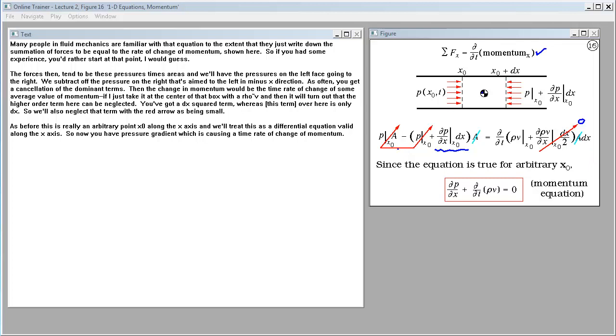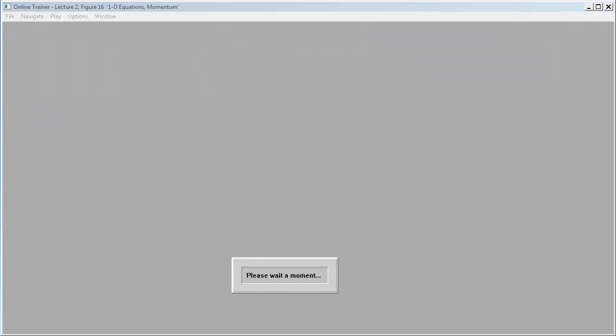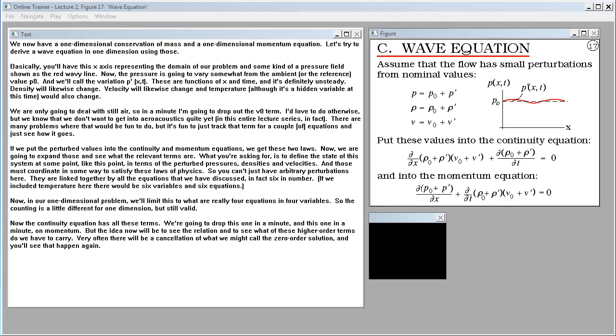As before, this is really an arbitrary point x0 along the x-axis, and we'll treat this as a differential equation valid along the x-axis. So now you have the pressure gradient, which is causing a time rate of change of momentum. We now have a one-dimensional conservation of mass and a one-dimensional momentum equation. Let's try to derive a wave equation in one dimension using those.